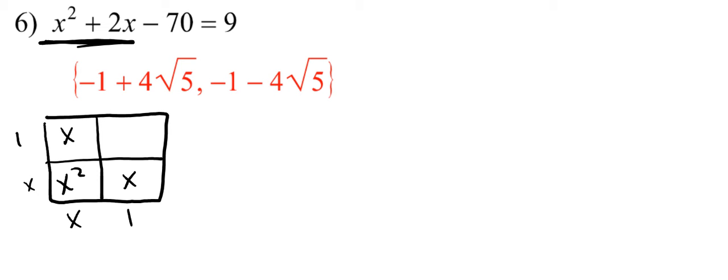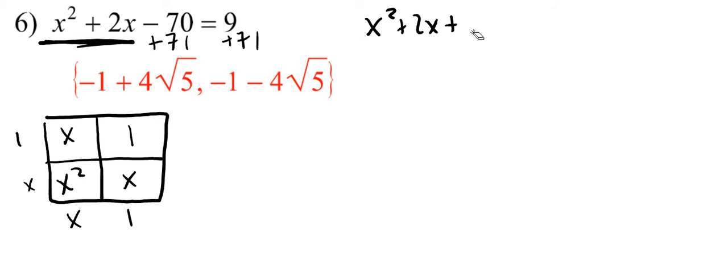1 times 1 is what? 1. So this number on this side has to be 1. Well, to get this to be 1, what do I have to do? Add 71. If I add 71, what do I have to do to the other side? Add 71. So when I do that, I end up with x squared plus 2x plus 71.